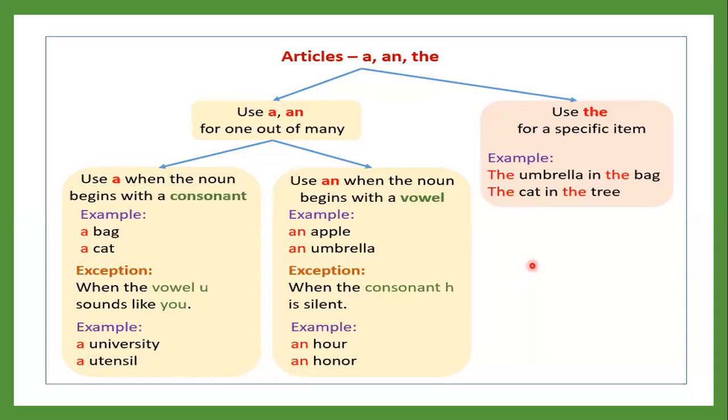Then the next one you have to tell me here is okay. His parents went to dash school. Okay. His parents went to the school. Why? Because it's a particular school that I'm talking about. Okay. His parents went to the school.